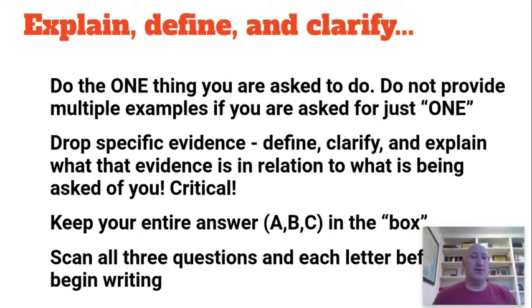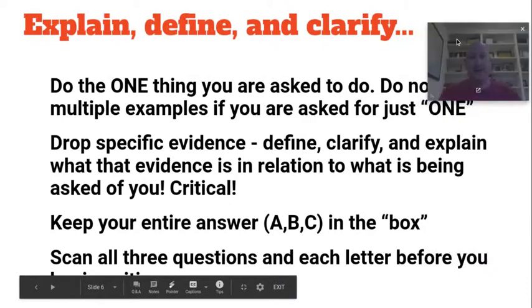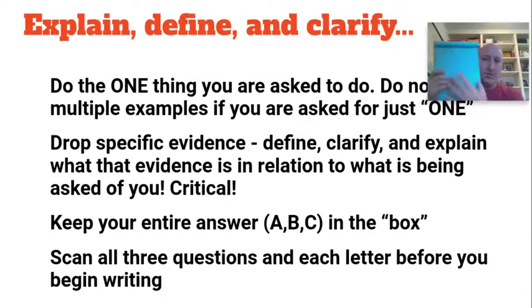You want to keep your entire answer in the box, A, B, C, and you can see that down here, right? Your box is basically going to be almost the front side of a whole sheet of paper. It's going to be pretty close to that, all right? Put your entire answer in there. So in other words, the box is for A, B, and C of question 1. And then you flip the page, and there's another box for question 2, A, B, and C.